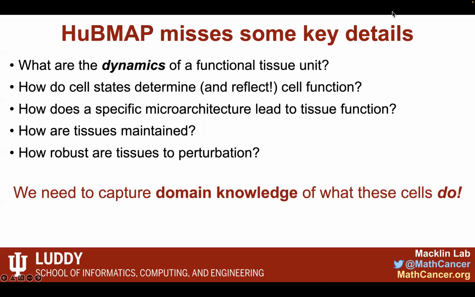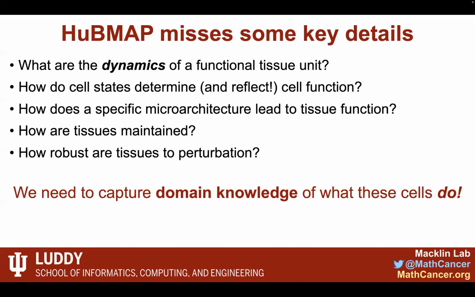So there are a lot of things we can learn from HuBMAP, but critically, at least right now, HuBMAP is missing some key details. In particular, it's based upon a lot of static imaging. You have a donor tissue, which we're of course very grateful for, but it's inherently static. You take a picture at one time and that's it. So there are a lot of questions out there about what are the dynamics of a functional tissue unit? How do the cell states determine and reflect the cell function and the tissue function? How does the specific architecture actually lead to that tissue function? And how is it maintained?